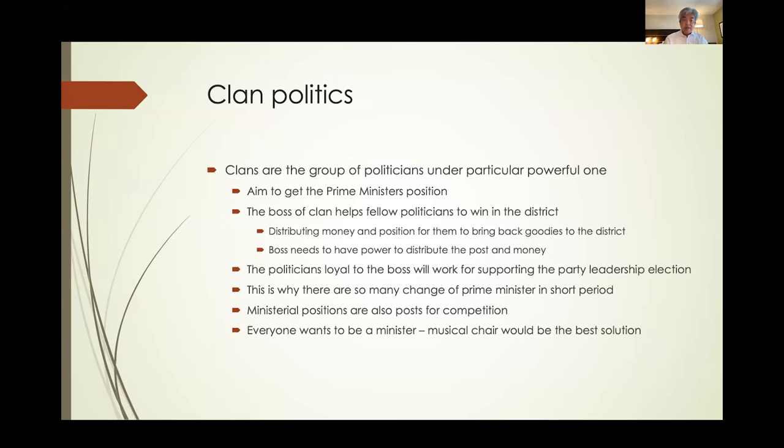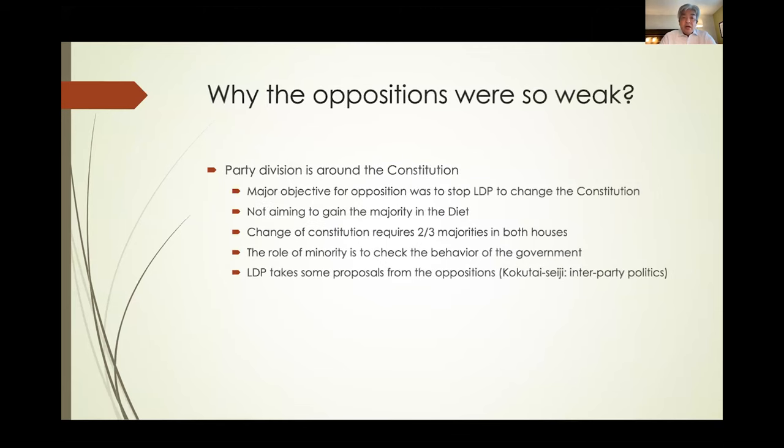Ministerial positions are considered the most beneficial in the political landscape. So this balancing act is the key to the stability of Japanese politics, and this distributional politics is still working very well in Japan.